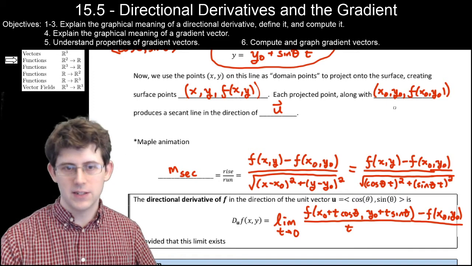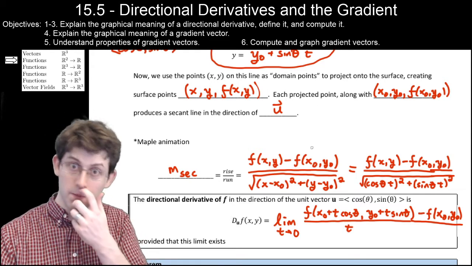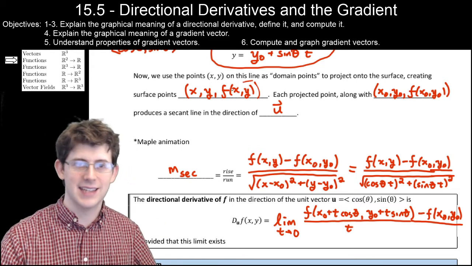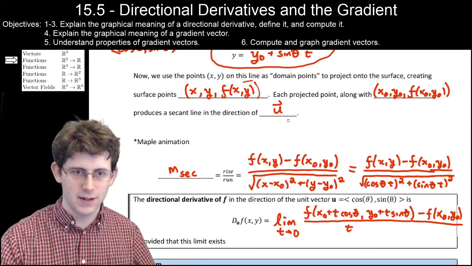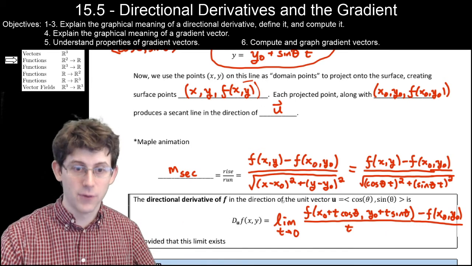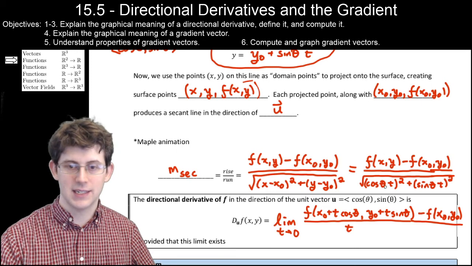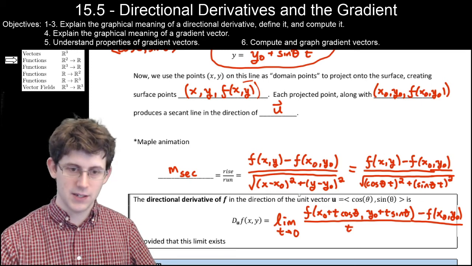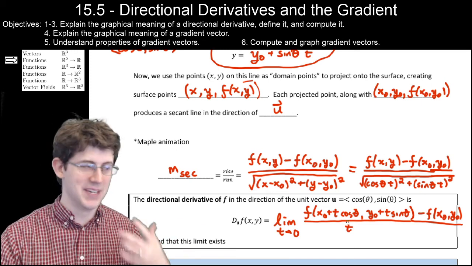Now, will you ever have to do this calculation that I did above? No. The point is that if you write your direction as a unit vector u in terms of theta, the formula comes out nice because of this cosine squared and sine squared. So maybe this doesn't look nice to you, but it's nicer than it could be.